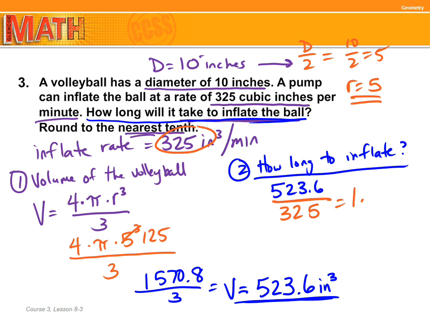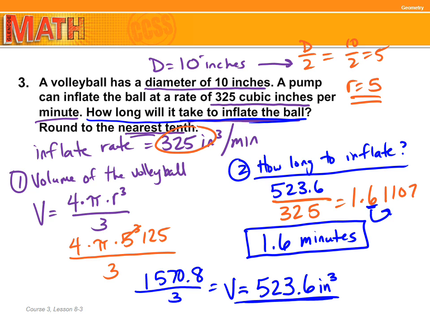And I get 1.61107, and everything else doesn't really matter because I'm rounding to the nearest tenth, which is the 6. Look over to the 1, because 1 is under 5, I can say 1.6 minutes. That's my final answer.